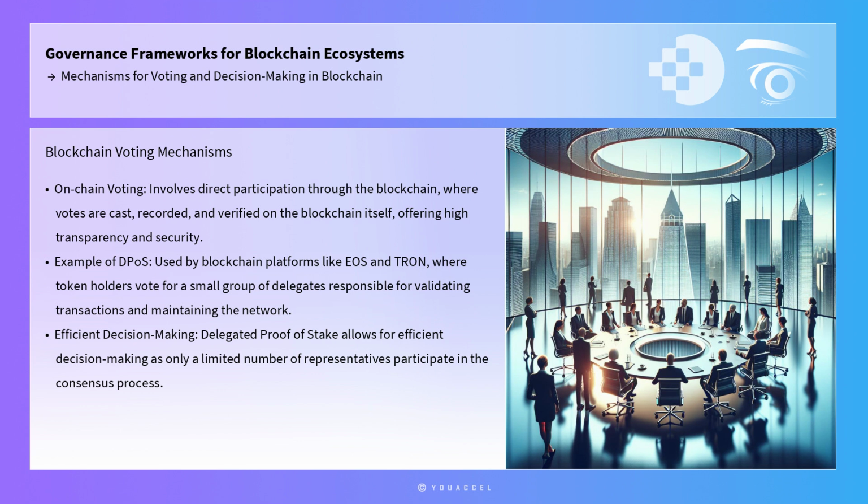One example is the Delegated Proof of Stake system used by blockchain platforms like EOS and TRON. In DPoS, token holders vote for a small group of delegates who are responsible for validating transactions and maintaining the network. This system allows for efficient decision-making as only a limited number of representatives participate in the consensus process.